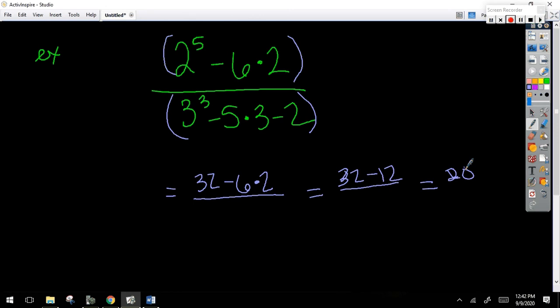Anybody confused about the top of that fraction? Okay, let's do the bottom of it. What should I do first? Exponent. What is 3 to the 3rd power? 3 times 3 is 9, times 3 is 27. So 27 minus 5 times 3 minus 2. What now? What's 5 times 3? 15.